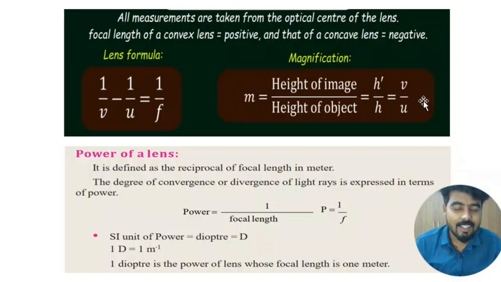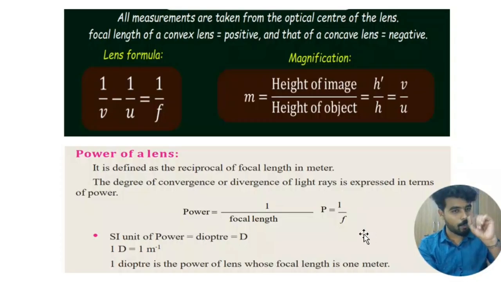Okay. Here, the last and interesting topic is power of a lens. What is the power of a lens? For example, some of us are wearing spectacles because of their eye power. How to measure the eye power? The reciprocal of the focal length is known as power of a lens. So, power is equal to 1 by focal length. P is equal to 1 by f.